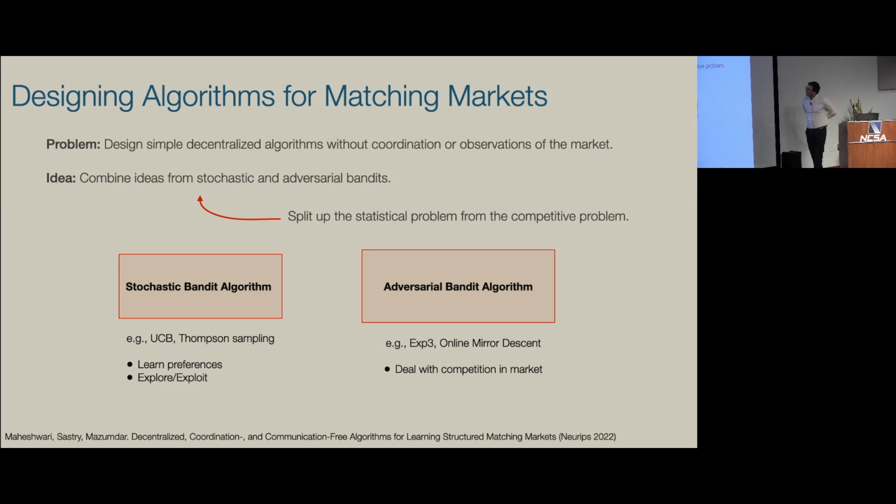So our idea to this approach is really just to combine ideas from stochastic and adversarial bandits. Again, we don't want to rely fully on adversarial bandits because then we wouldn't get very tight guarantees. We just get this coarse correlated equilibrium. But we need some adversarial bandit algorithm there to deal with competition, in this case where we don't really observe much about the environment. But we're going to use a stochastic bandit algorithm like UCB or Thompson sampling to deal with the statistical problem of learning your preferences and exploiting. And generally, we'll use this adversarial bandit algorithm to deal with the competitive part of this problem.